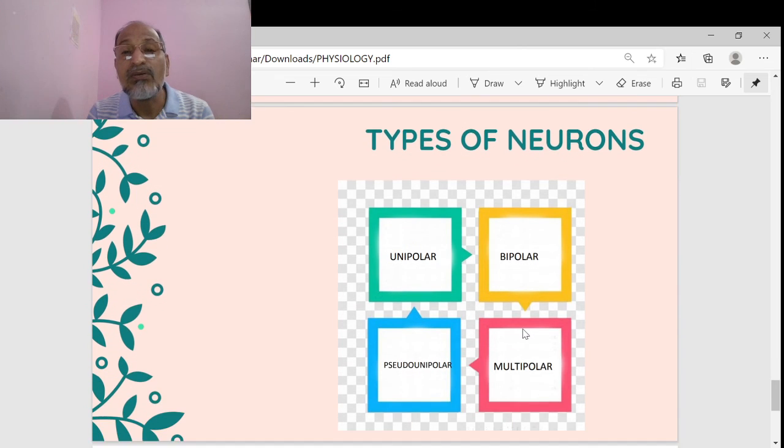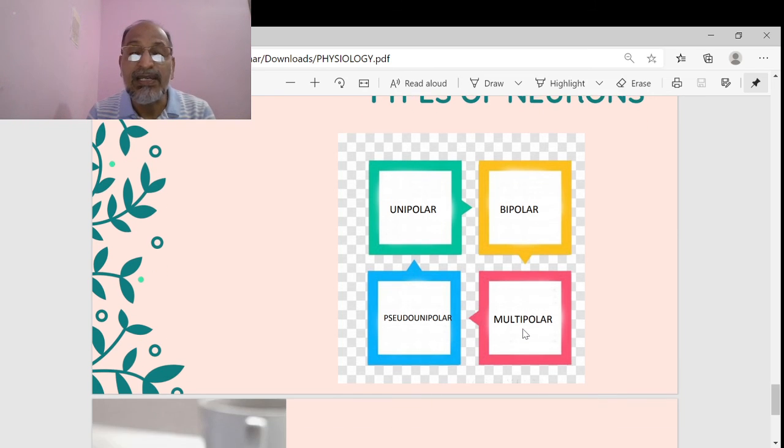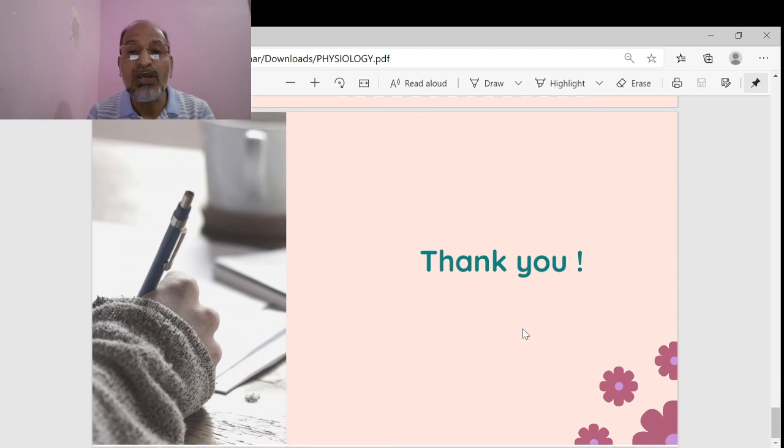Then you have got types of neuron. They are divided on the basis of the dendrites: maybe unipolar, bipolar, multipolar, and certain ones are pseudounipolar. Depending on the number of extensions they give from the cell body, they are divided into four categories. And this is what we have learned today regarding the structure of the basic unit of the nervous system.